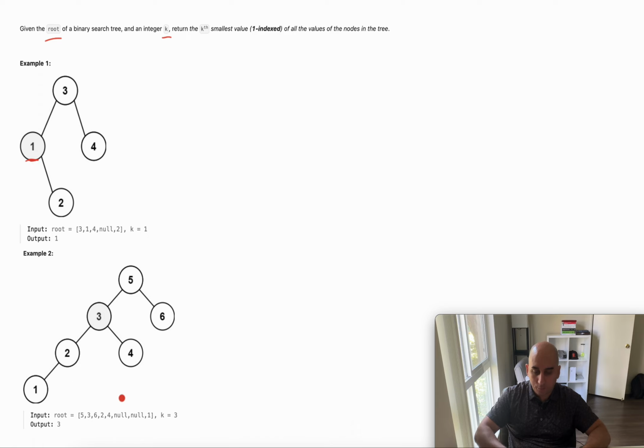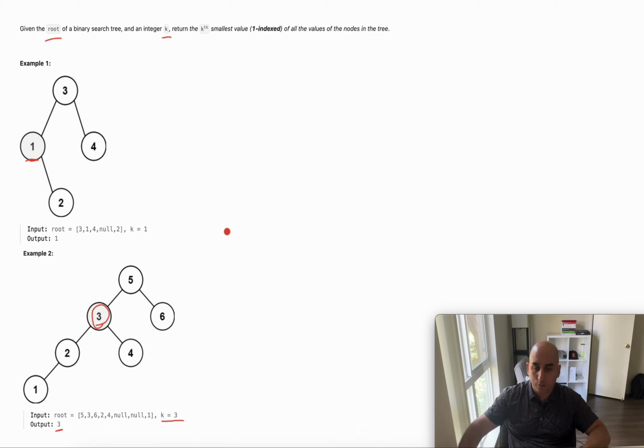So for example, in this case, k is equal to 3. So what is the third smallest element? We have 1, 2, 3. So 3 is the third smallest element. So we need to return this one, and we are returning 3.